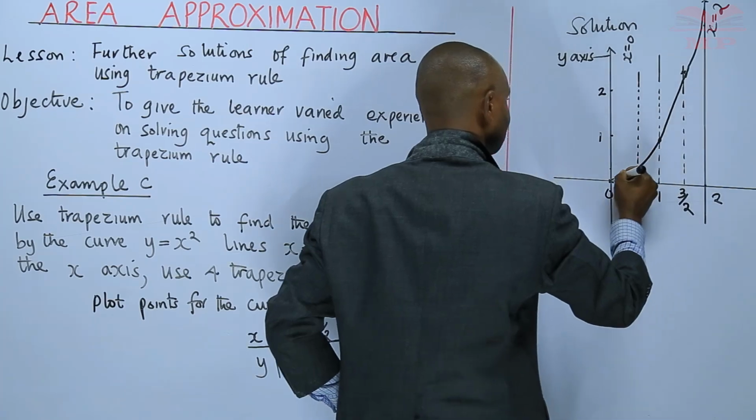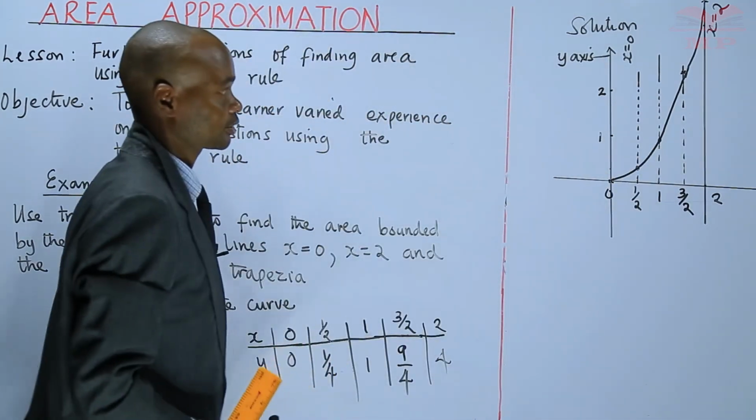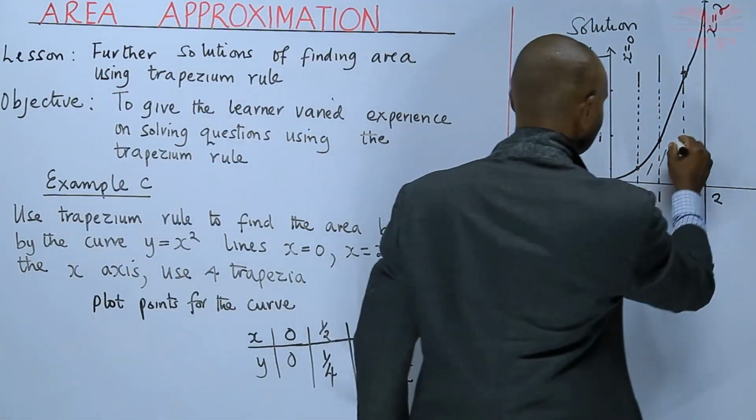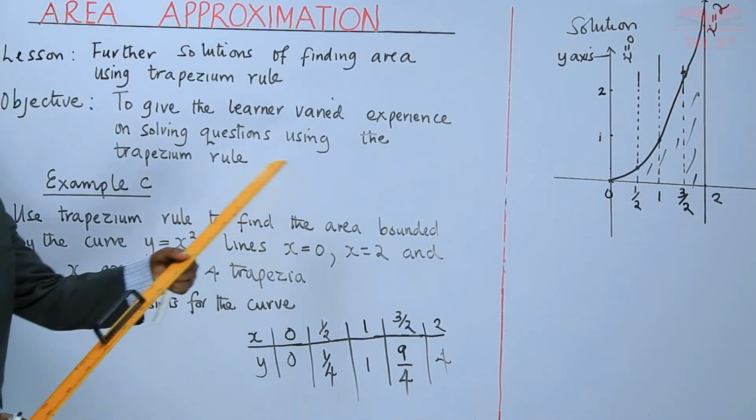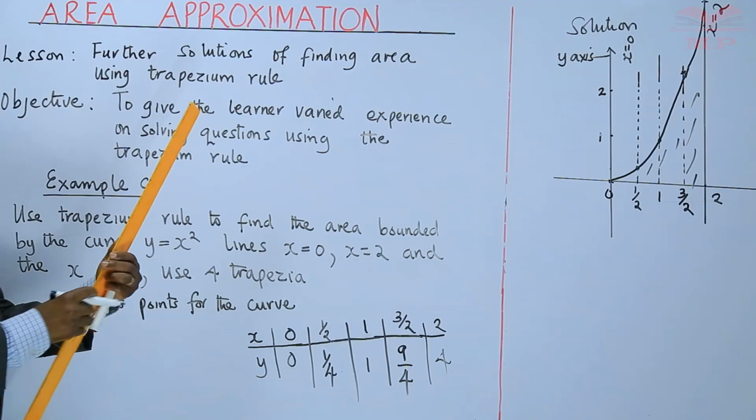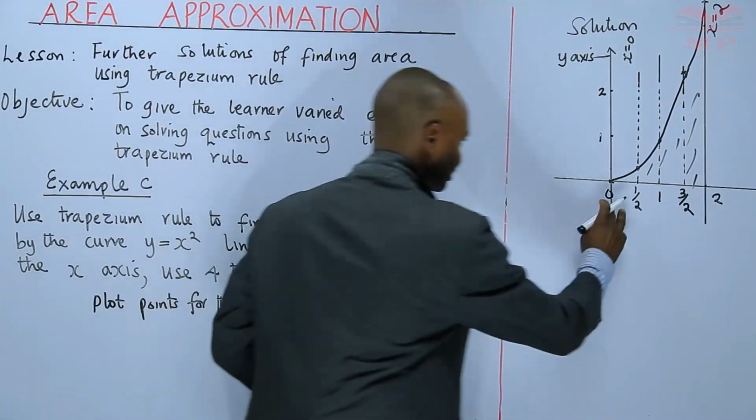Roughly my trajectory of the curve is that one. So the area of interest is this one. Is that correct? Yes. So I've got my 4 trapezia. I'll go to the area.